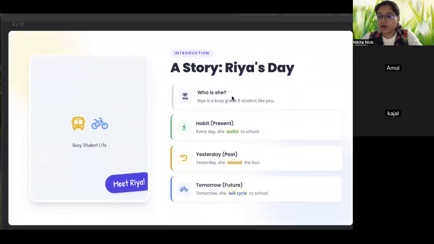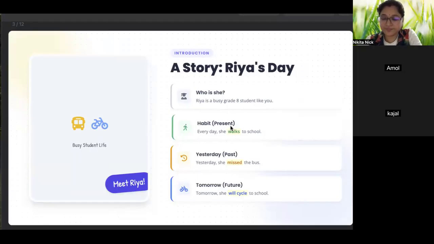First of all, Pooja will read the story. The story is about Riya's day. Riya is having a busy student life, so you are going to meet Riya. Read it out for me, Pooja, from here. Who is she? Riya is a busy grade 8 student like you.